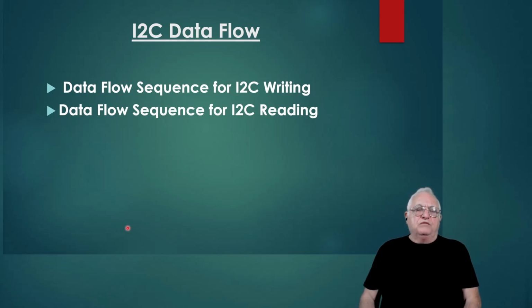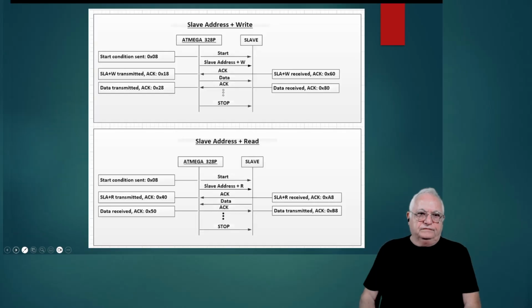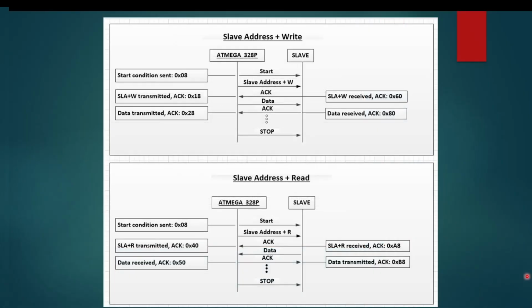I want to go into more detail through the data flow, but this time showing the status codes. I'm going to show you separately the flow sequence for I2C writing and for I2C reading. So I'm going to explain the slave address plus write and slave address plus read flow. Let's start with the slave address plus write.